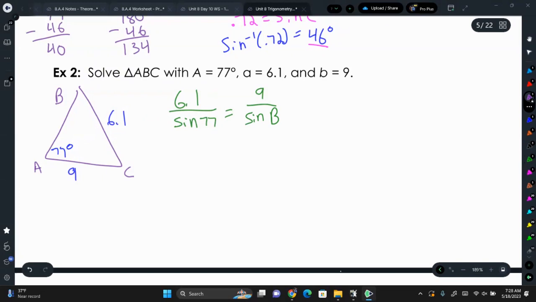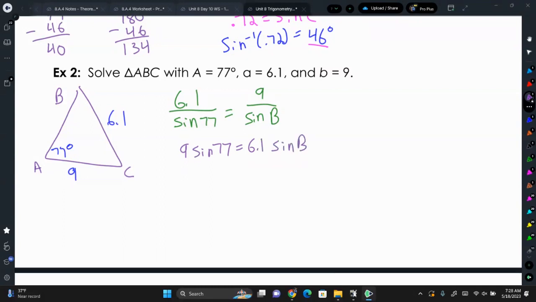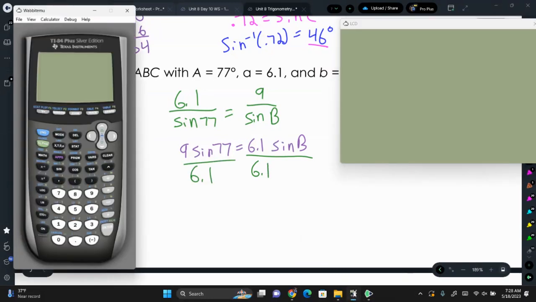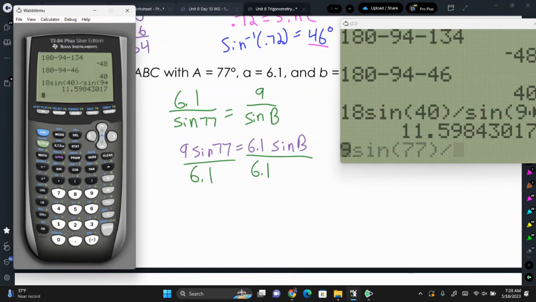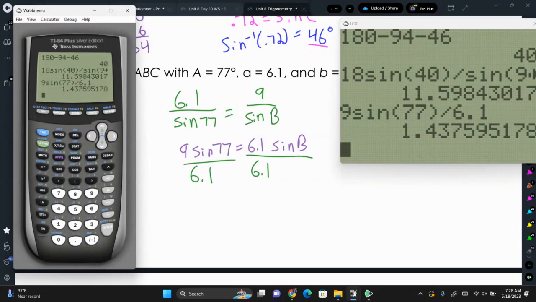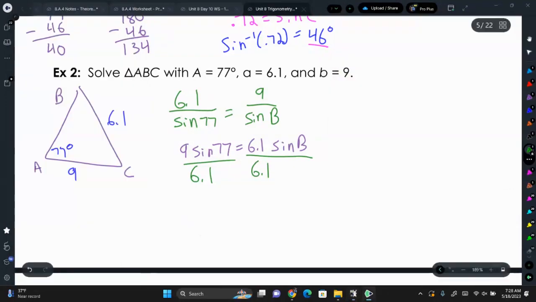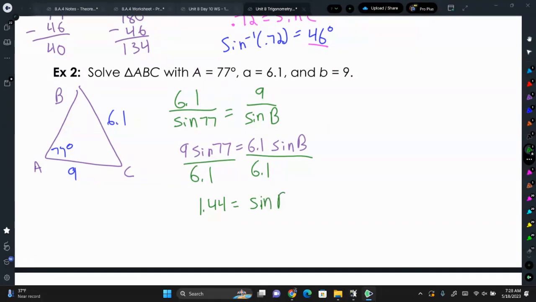So then we'll cross multiply. 9 times the sine of 77 equals 6.1 times the sine of B. Divide both sides by 6.1. And when we do that, we have 9 times the sine of 77. Make sure you close your parentheses, divided by 6.1. And we get 1.44. So 1.44 equals the sine of B.